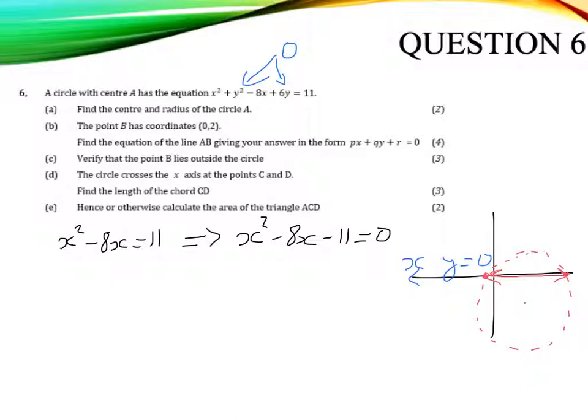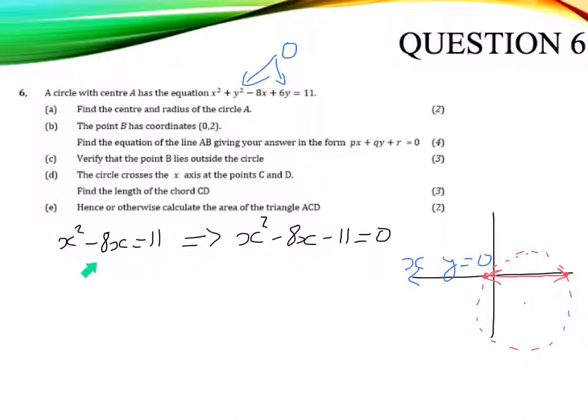Right, at this point then, we'd be looking at this number, saying what numbers multiply together to make minus 11, and add together to make minus 8. Well, 11 is prime. The only numbers that are going to multiply together to make this are 1 and minus 11, or minus 1 and positive 11. Neither of those add to make minus 8. So we're going to have to do something else. I'm tempted to complete the square on it. So let's do that.